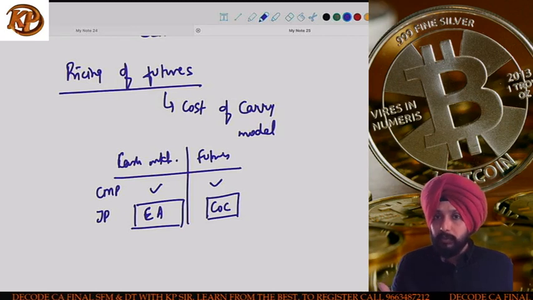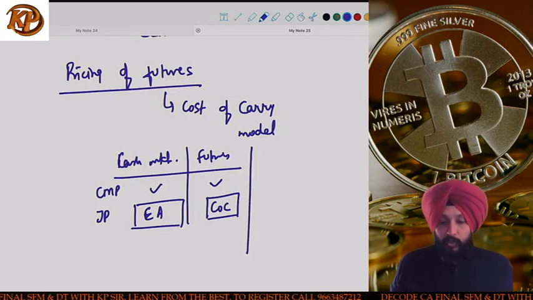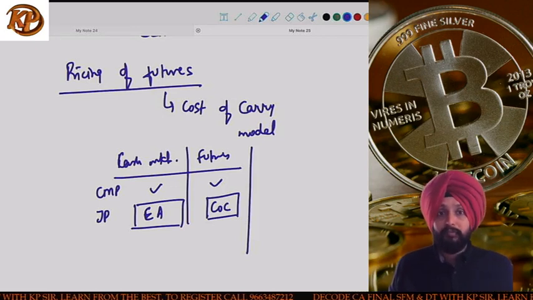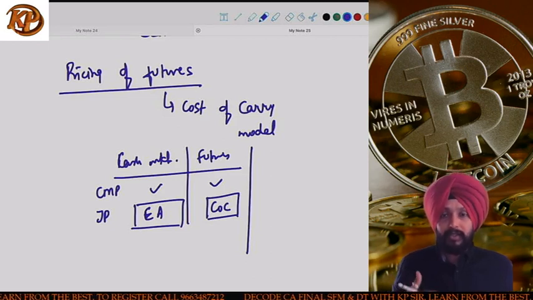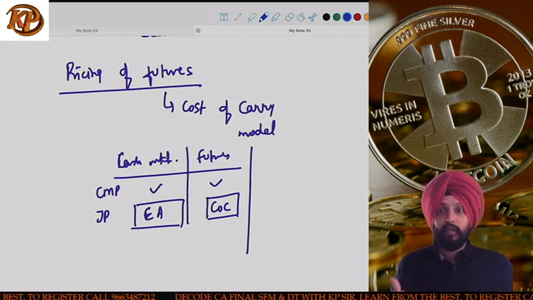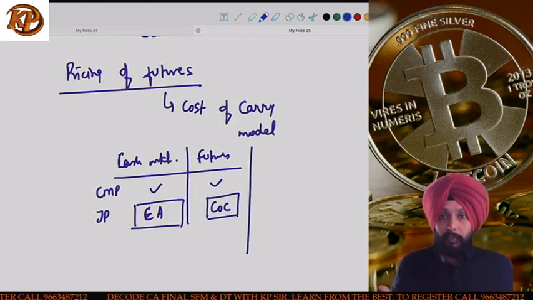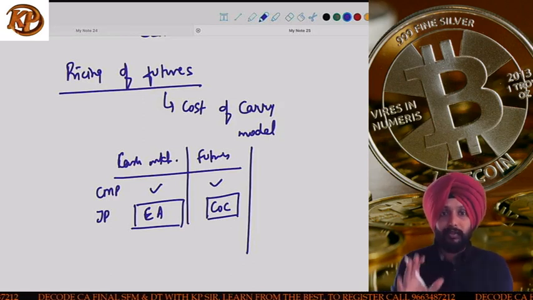Sir, what is the purpose of calculating the justified price? The answer is very simple. We compare the justified price with the current market price to find out if the share or commodity is overpriced or underpriced, and accordingly, in case of underpriced financial assets, we give a recommendation to go long, whereas in case of overpriced assets, we give a recommendation to go short. I hope this is clear in your mind.